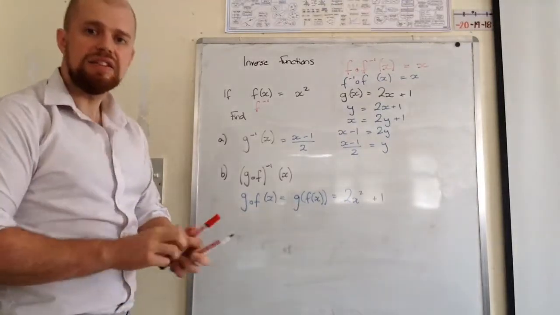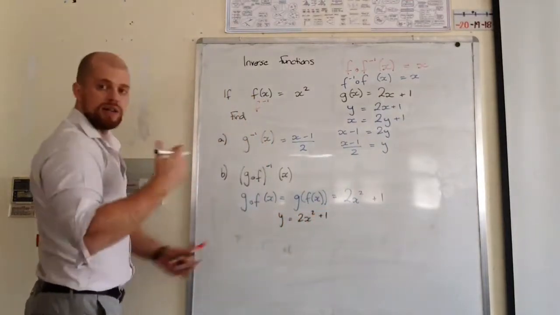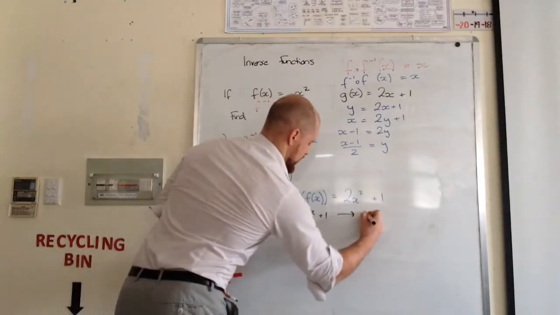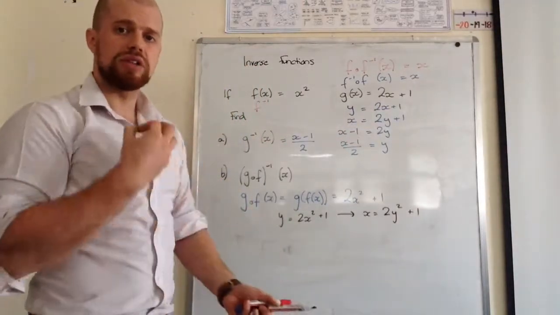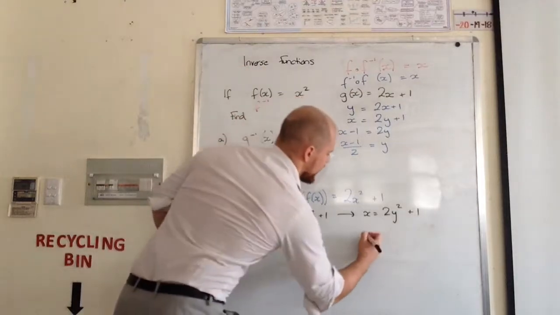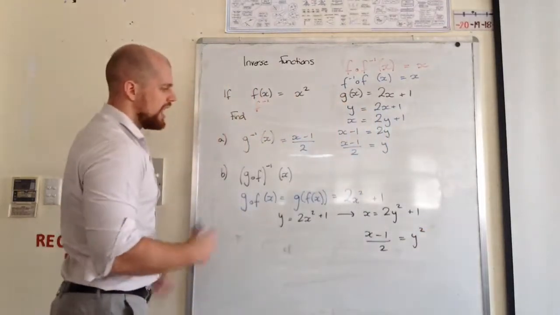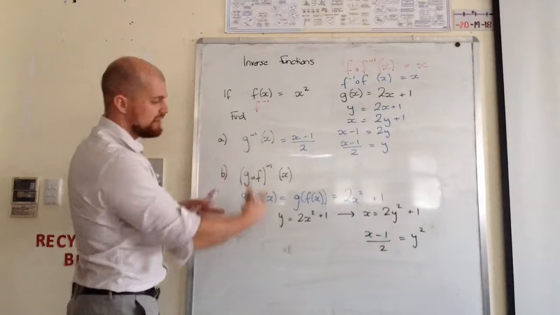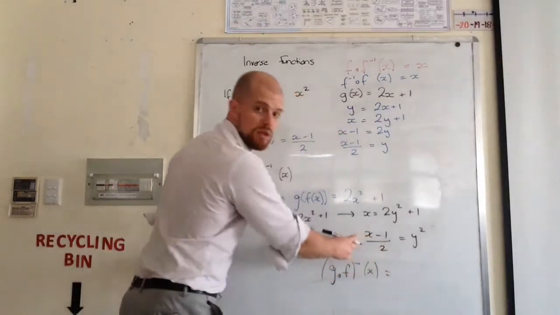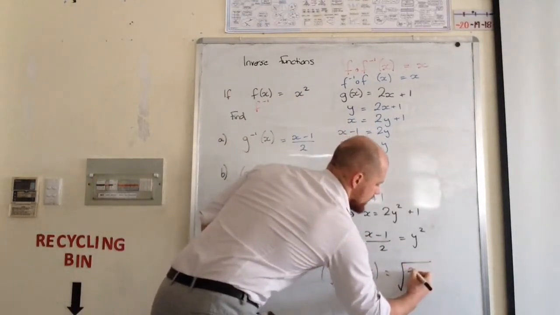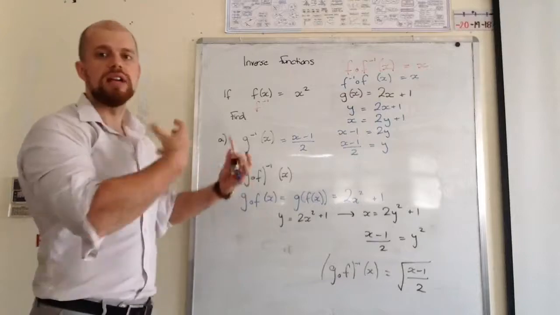Now, I want to find the inverse of this. So I let y equal 2x squared plus 1. I swap x and y over, so I get x equals 2y squared plus 1. Now I'm going to rearrange for y. If I do that, I get x minus 1 divided by 2 equals y squared. And therefore my inverse function, which is g of f inverse of x, is just this, square rooted. Square root of x minus 1 over 2. And that's how you go about finding an inverse function given a standard function.